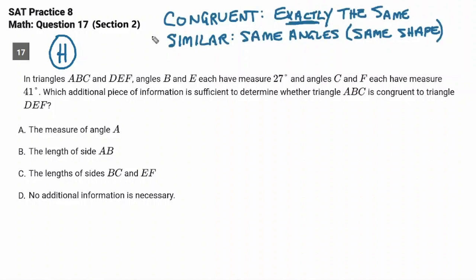In geometry, congruent has a very specific meaning. It means exactly the same. So with the shape, all the sides are the same, all the angles are the same, everything you can think of is the same. Similar means the angles are the same. So that means the shape's going to have to be the same, but the sides could be different.